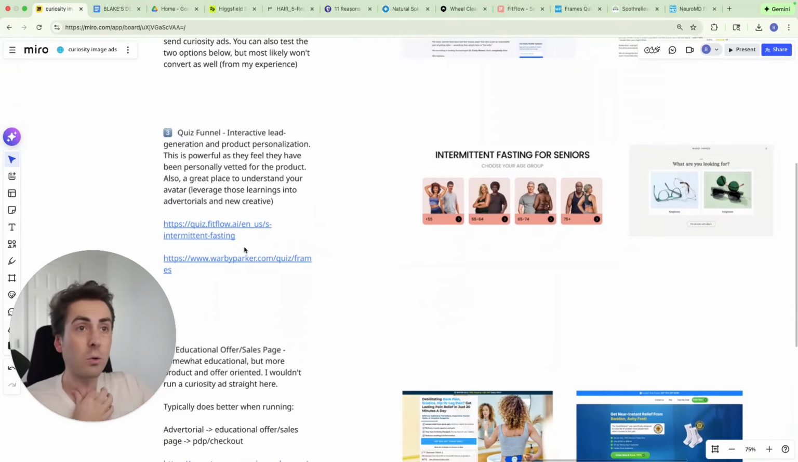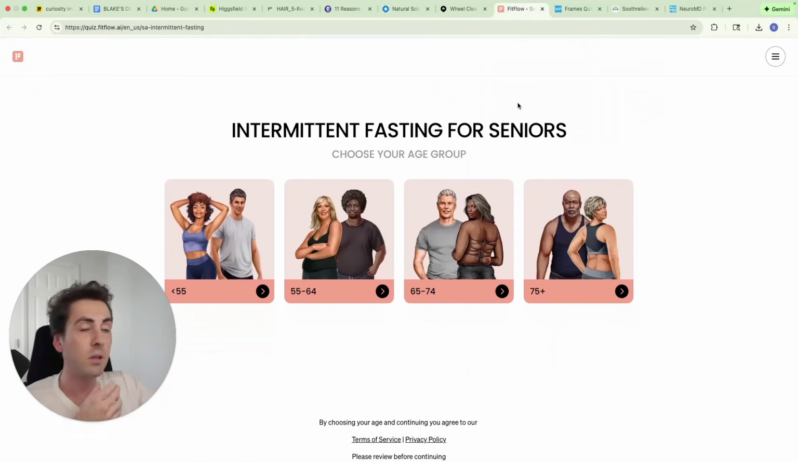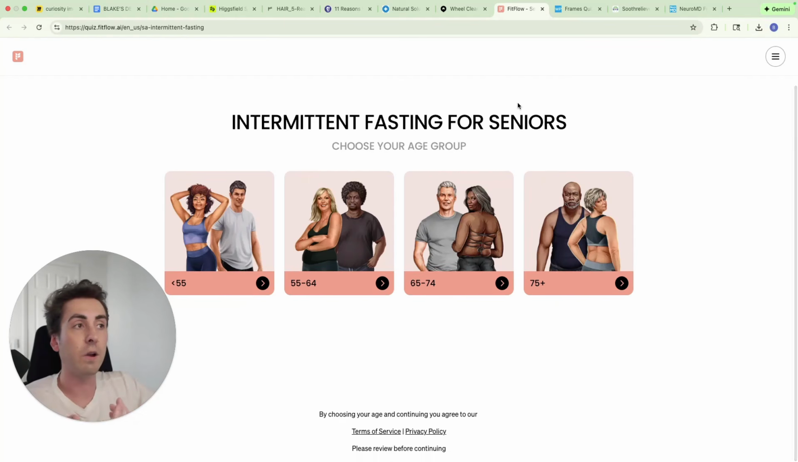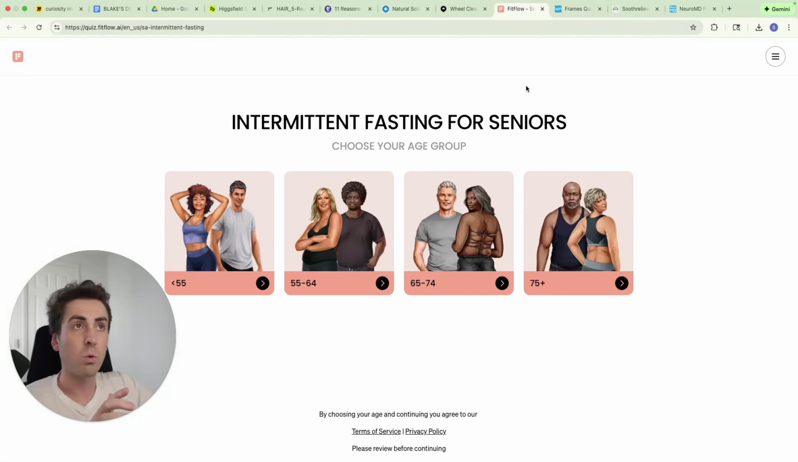You can also test a quiz funnel. I've got a quiz funnel right here where you're essentially kind of vetting your avatar, and this is a very, very good way to convert cold traffic. Quiz funnel, here's another quiz funnel, Warby Parker. This is what a 9-figure brand as well. Guys, quiz funnels work. It's not as popular to run essentially native or like curiosity image ads here, but they can certainly work. You can certainly test them.